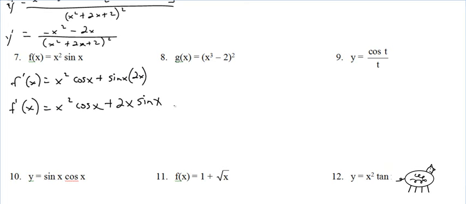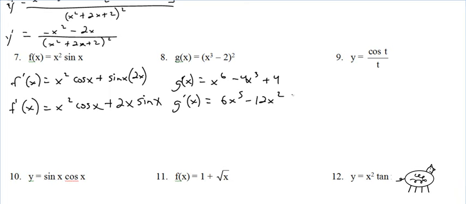This next one, now, next chapter, math fans, or chapter 3b, you're going to actually learn how to take the derivative directly, okay, using something called the chain rule. Right now we don't know the chain rule, so you're going to actually rewrite this, and you're going to FOIL this out. Okay, so if I FOIL that out, I get x to the 6th minus 4x cubed plus 4. And now I take the derivative. So it's 6x to the 5th minus 12x squared. Okay.